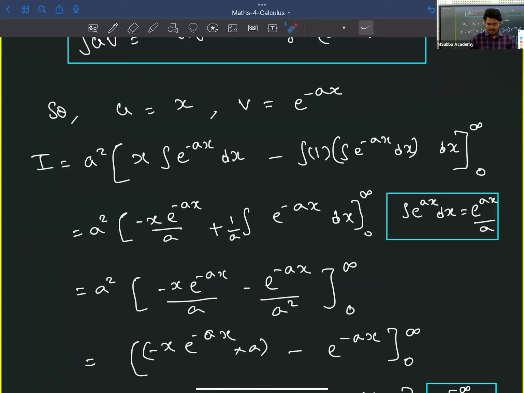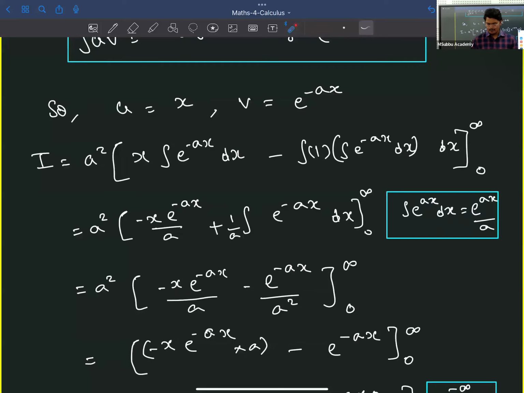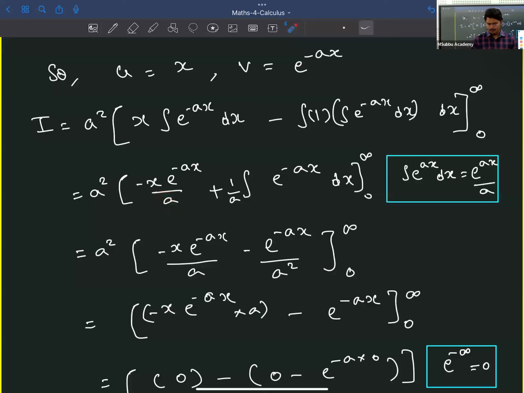this x will be remaining aside. The integration of e power minus ax will be minus e power minus ax by a. So that will become by a, plus 1 by a. Why does plus 1 by a come? Because this minus we are substituting here, so this 1 by a comes here, minus into minus becomes plus. The remaining term will be minus e power minus ax dx.